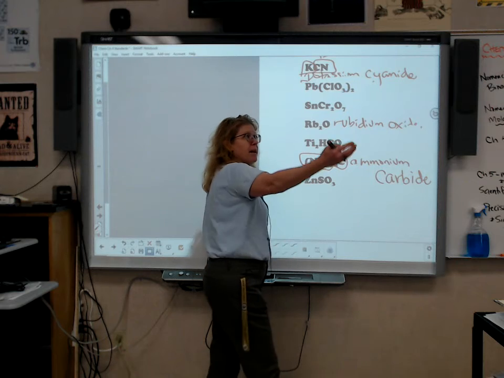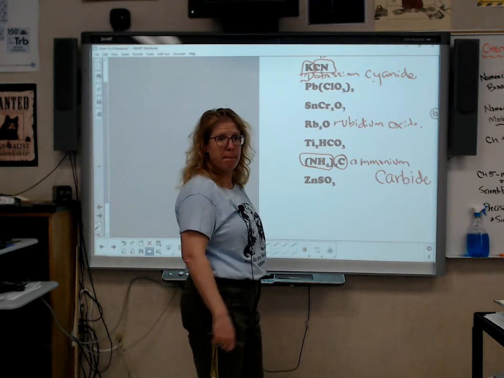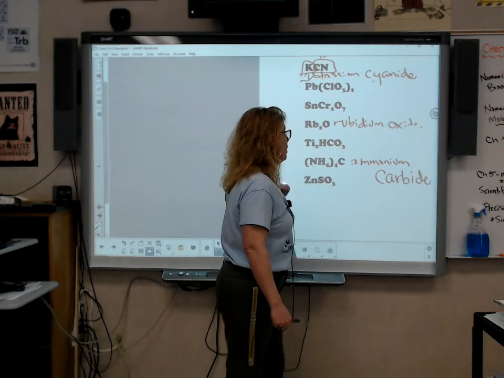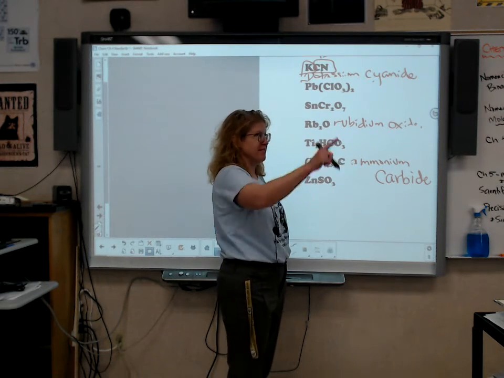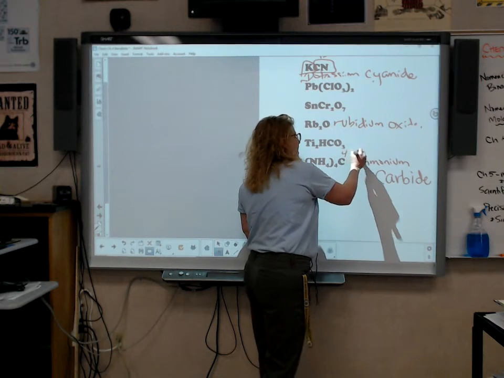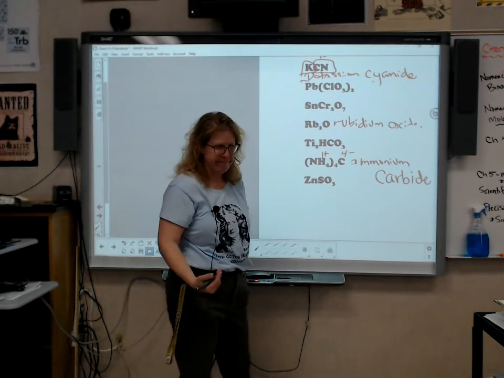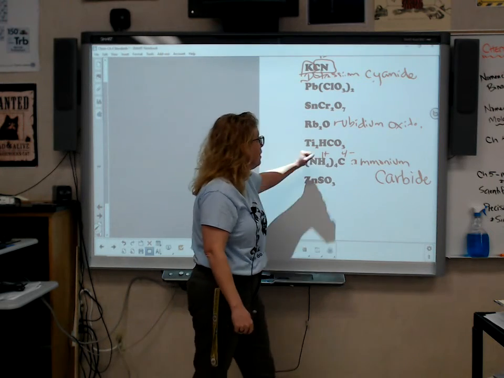The charge of carbide, if it's negative, what's the charge of carbon? Look again. If carbon is negative, 4 minus. That's why the 4 is down here, because this is a 1 plus. That's why that's there. All right.